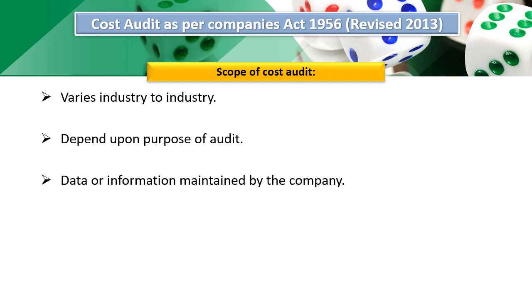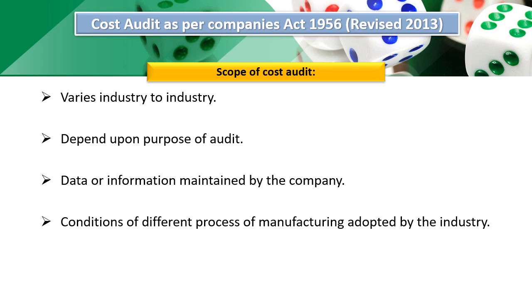Third, it also depends upon the data or information maintained by the company. So whichever kind of records have been maintained by the company, and for which records the audit is supposed to be conducted, it depends upon that. Then it also depends upon the conditions of different manufacturing processes adopted by the industry. As we know, there are different methodologies adopted by manufacturing companies for their manufacturing processes. So which kind of processes are to be examined is also different from company to company.